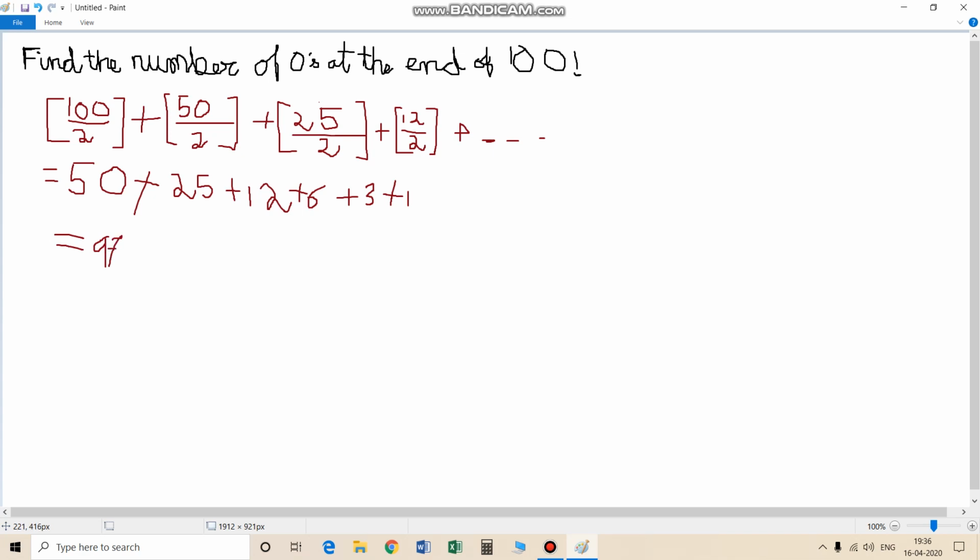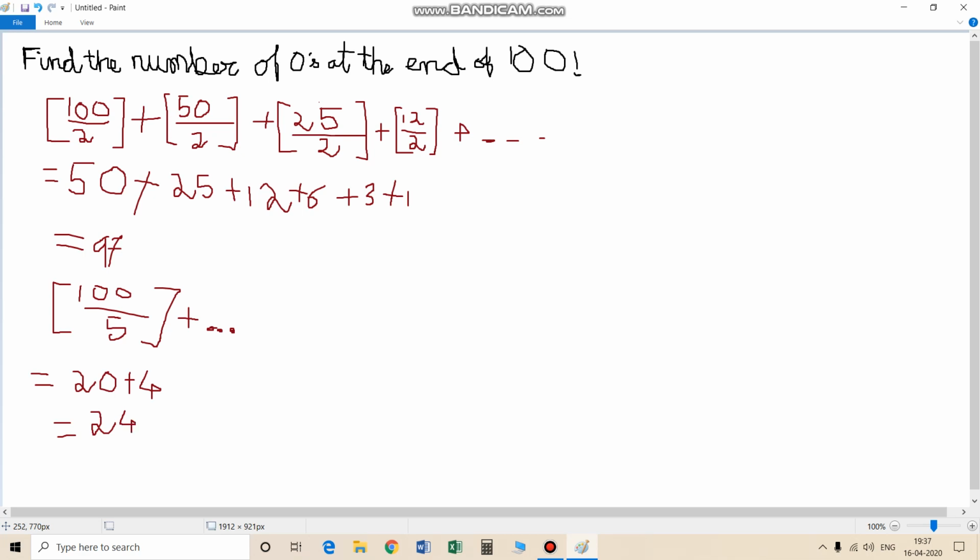Now let's check for 5. I am writing the first 100 by 5, and then I will write dot dot dot for this, because you all know this thing. I am not repeating the same thing again and again. It's just a waste of time. Then it will come to be equal to 20 plus 20 by 5, which is 4, plus 4 by 5 is not allowed, which comes to be equal to 24.